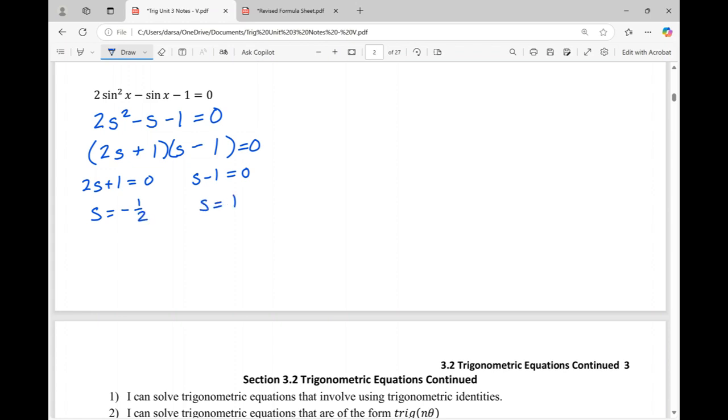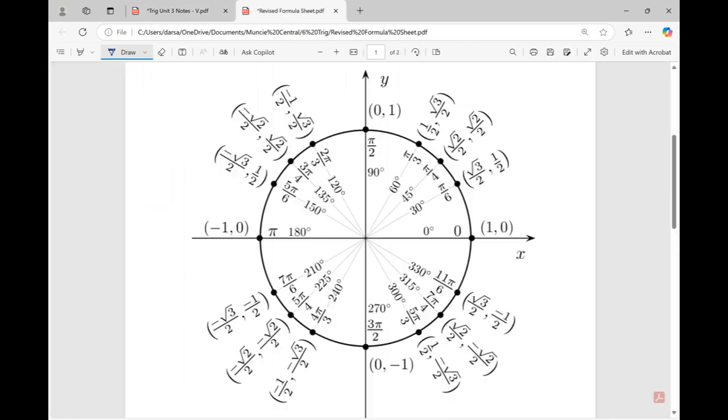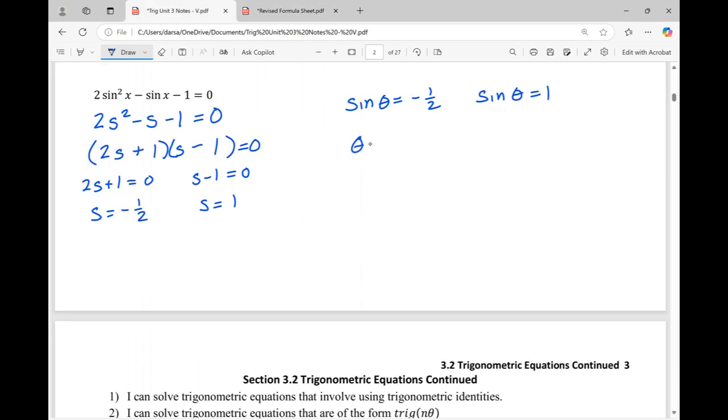But remember, these weren't s's, these were sines. So sine of theta has to equal negative 1/2, or sine of theta can equal 1, and both will solve our question. So let's start with the sine of theta equals negative 1/2. Using the unit circle, we want our y value to be a negative 1/2. That is going to be at 7 pi over 6 and 11 pi over 6. So there's our first 2 answers.